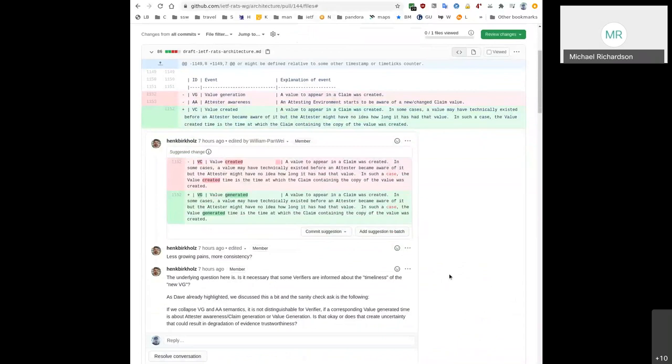And Hank's suggestion that we call it value generated. Yeah, it's consistent with evidence generated or evidence generation, but like just consistency with terms, that's all basically. Okay, I understand. You're saying keep the, in other words, collapse AA into VG, but keep it called VG. Yeah, that's better. Okay, sure. Yeah, right. So the explanation of the event is okay. All right, I understand.